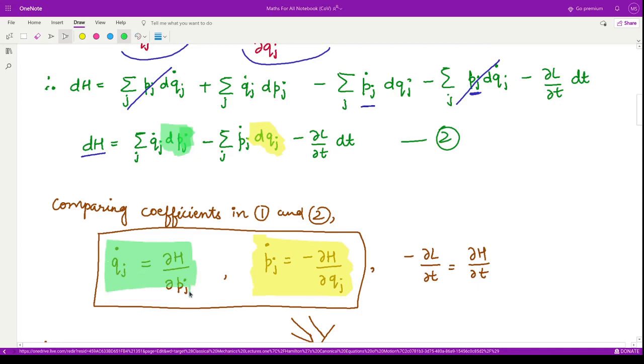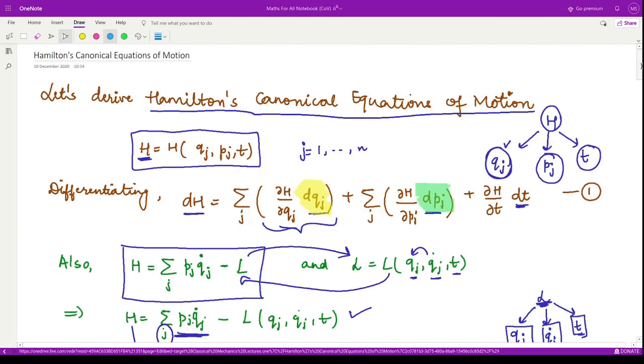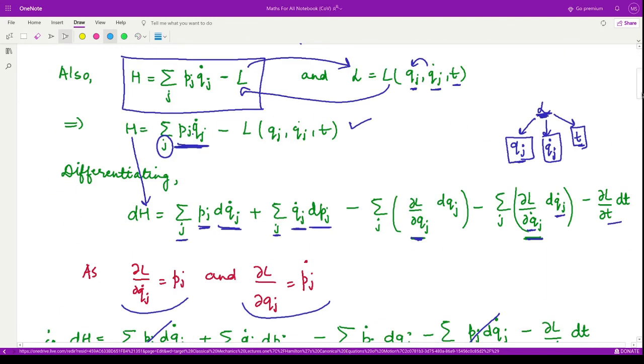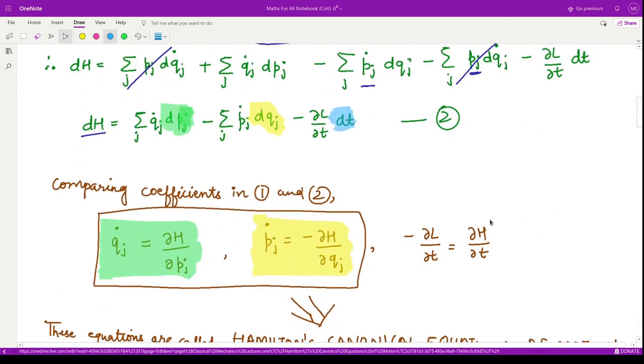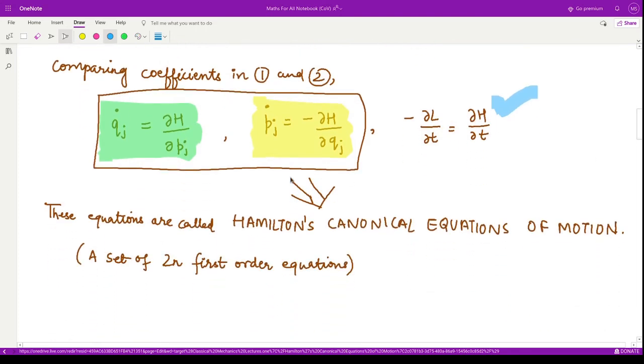Similarly, we can compare the coefficient of dt. The coefficient for dt in equation number 2 is minus del L by del t, and the coefficient in equation 1 is del h by del t. So we have these two terms. This is the third equation that we get. These two equations, the first and second, are known as Hamilton's canonical equations of motion.